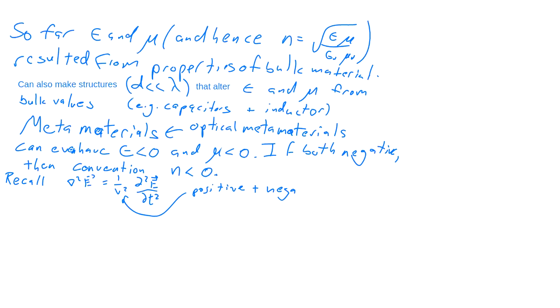What does the negative index of refraction do? Yeah, so remember, what's our index of refraction? V is equal to c over n. So if our index of refraction is negative, that means that your velocity is negative too, right? V equals c over n. So what? Right? So let's take a look at the consequences of this.